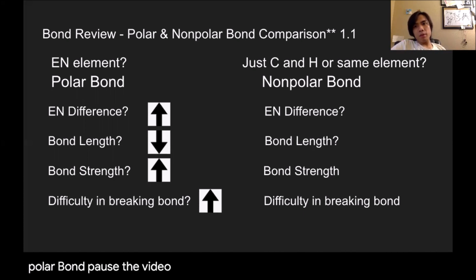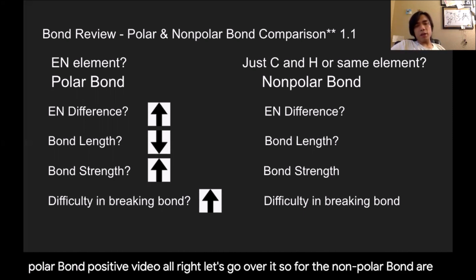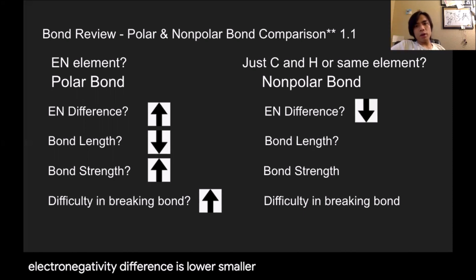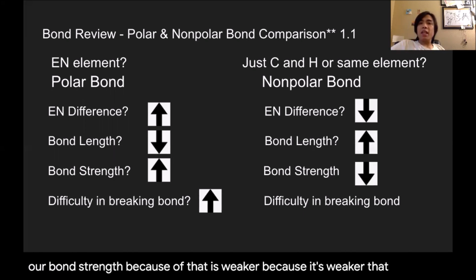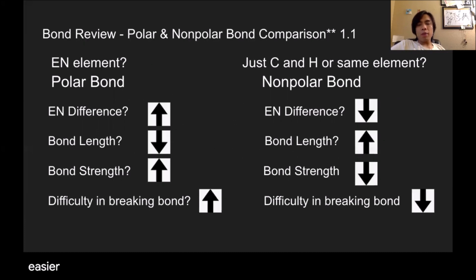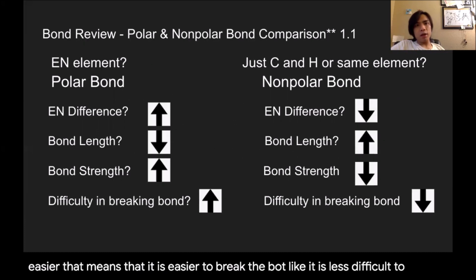Pause the video. All right, let's go over it. So for the nonpolar bond, our electronegativity difference is lower, smaller. Our bond length is longer, and our bond strength, because of that, is weaker. Because it's weaker, that means it's easier, that means that it is less difficult to break it.